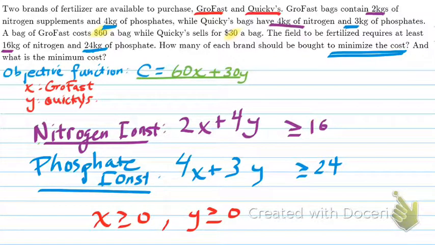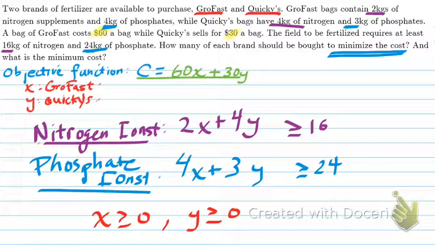So as I mentioned, this was the hard part of this problem, I would say. The hardest part is figuring out from the text how to extract all this information. So just to review briefly, what is it we're minimizing or maximizing? That's this cost. Let's define X and Y, and that will make this make sense in terms of money, because X Grow Fast bags cost $60 and Y Quickies bags cost $30 respectively.